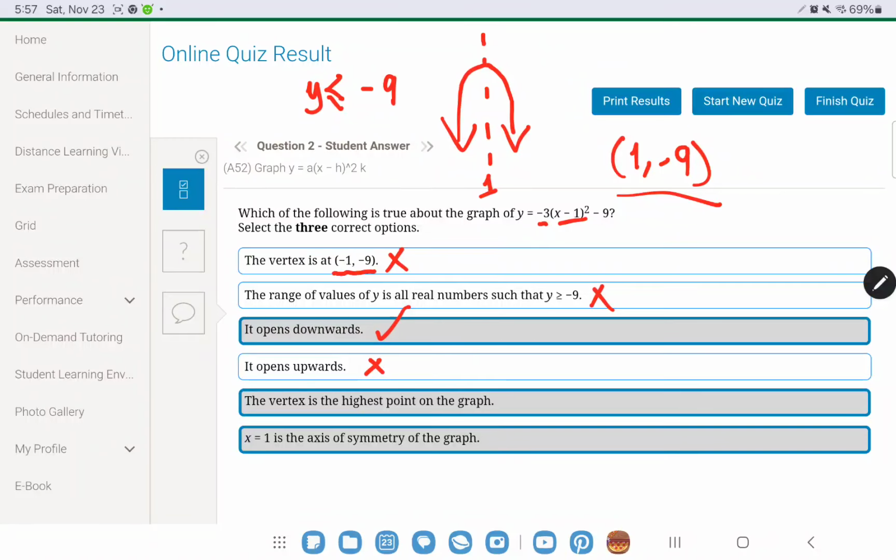It's opening downwards. Vertex is the highest point on the graph. Yeah, as you can see, since it's opening downwards, it is. So this is right. x equals 1 is the axis of symmetry of the graph. Yeah, it is, because it's the first number in the vertex, and it's whatever makes the inside of this 0. So that's correct. Now let's move on.